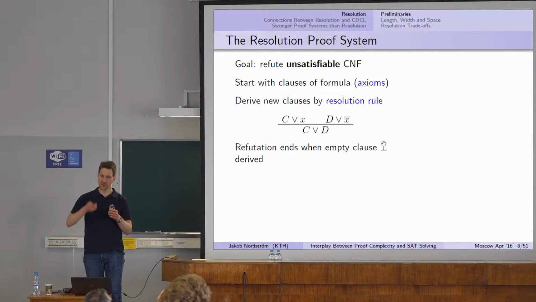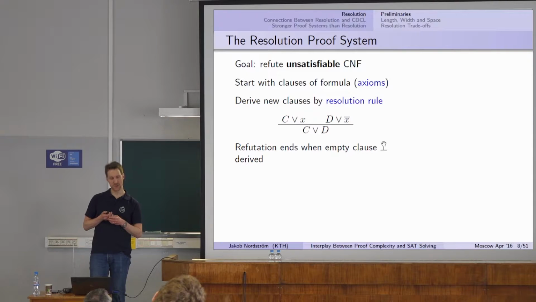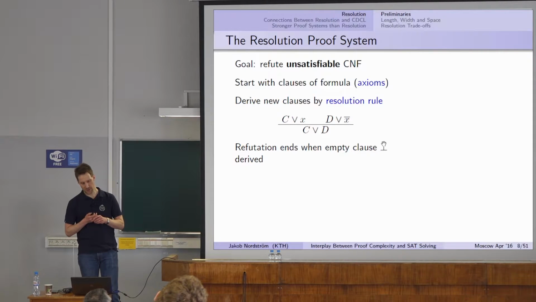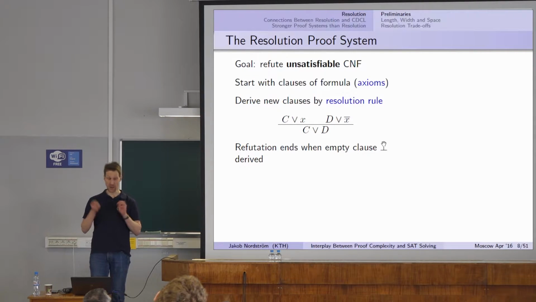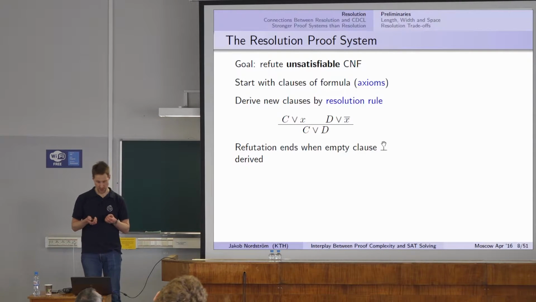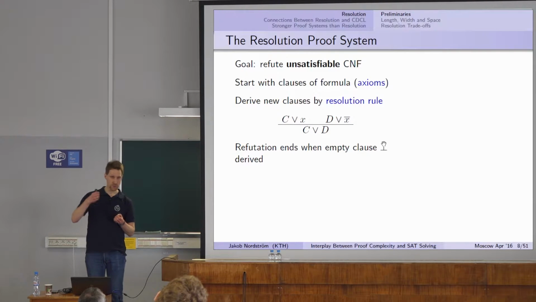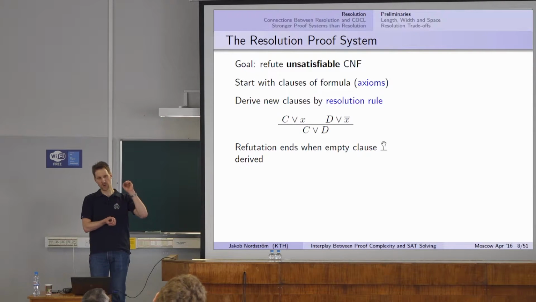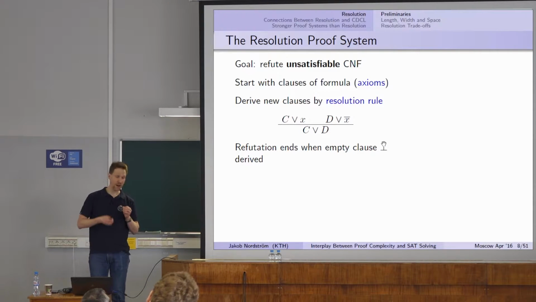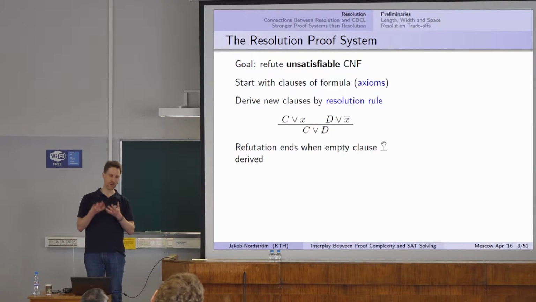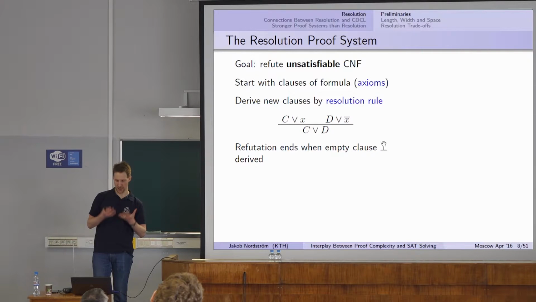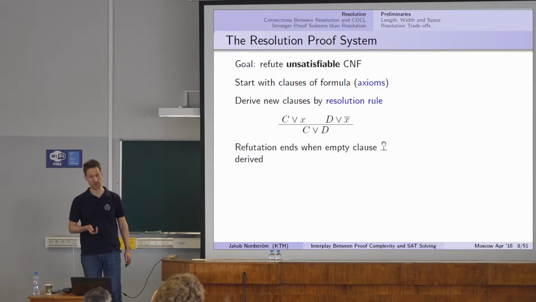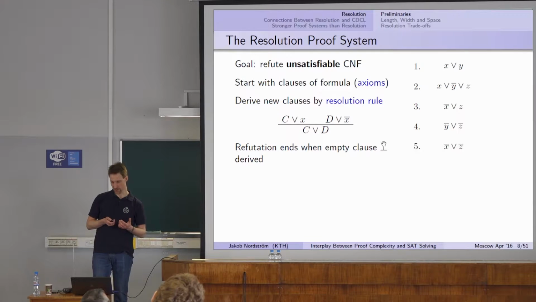And then we derive new clauses by applying the resolution rule, which says that if I previously derived C or X and D or not X, then by case analysis over X, I can derive C or D. Then I apply this rule repeatedly, and this is a sound rule. So if the formula was satisfiable from the beginning, anything I derive by the resolution rule should be satisfiable. The refutation ends when I derive an explicit contradiction, like the empty clause that has no satisfying assignment. Then I have proved that the formula is unsatisfiable.